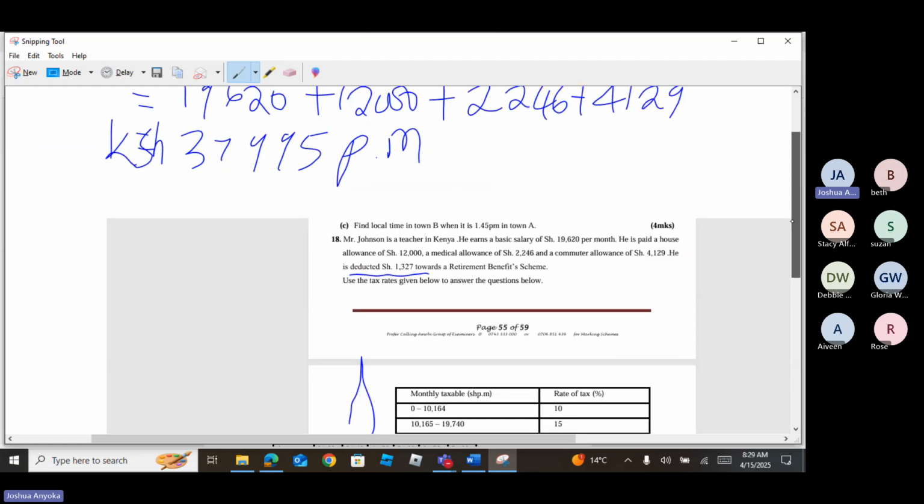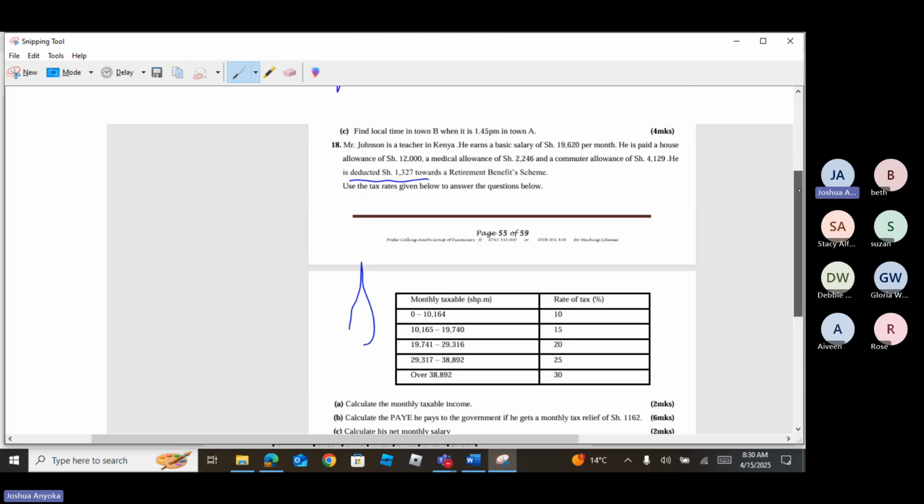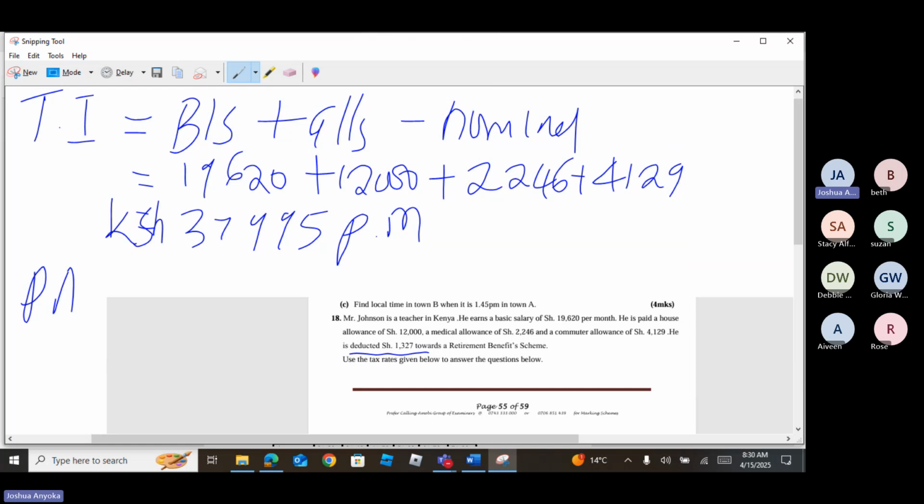What's our next question? Calculate the PAYE he pays to the government if he gets a monthly relief of 1162. So we want to calculate PAYE. PAYE is equal to gross tax minus relief. That's the formula for getting PAYE. So let us find the gross tax. So we go to the table.